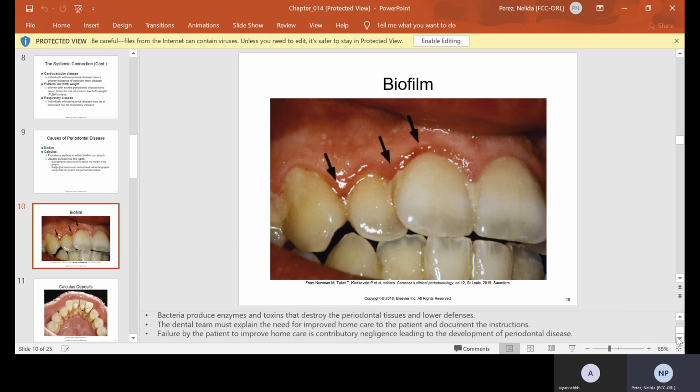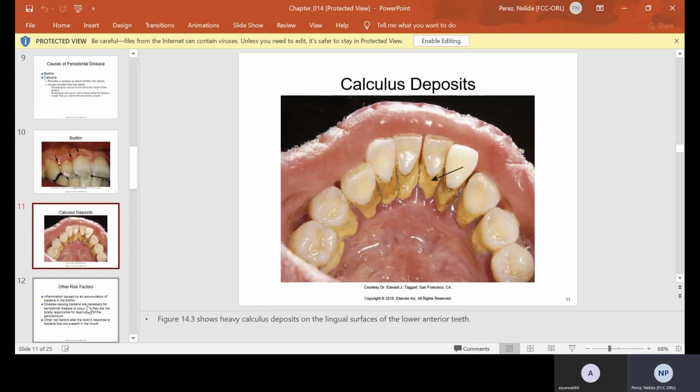Now, failure by the patient to improve home care, that's their negligence leading to the development of periodontal disease. Now, here's what happens when it starts building up. Okay, this is calculus. So a lot of people have calculus on the lingual lower anterior area. This is an area where a lot of times, due to the lack of flossing, the biofilm builds up, okay?